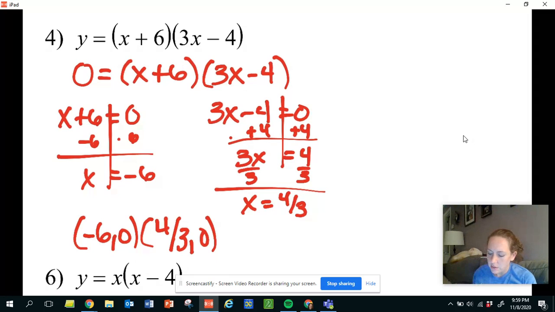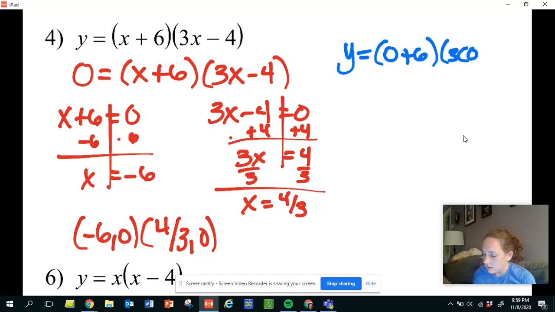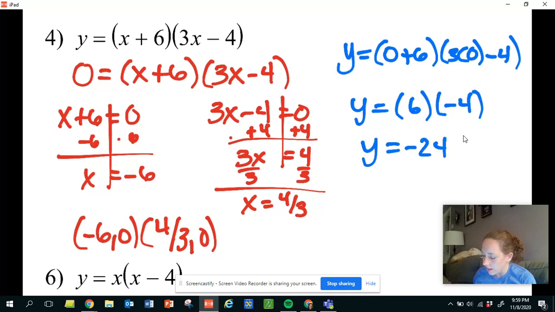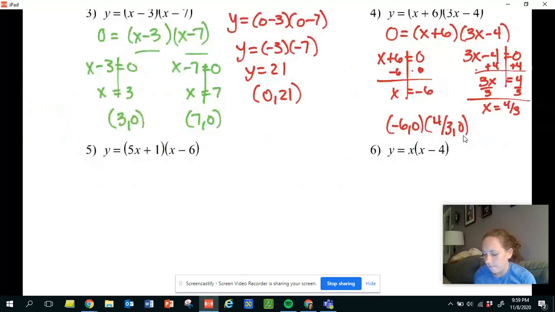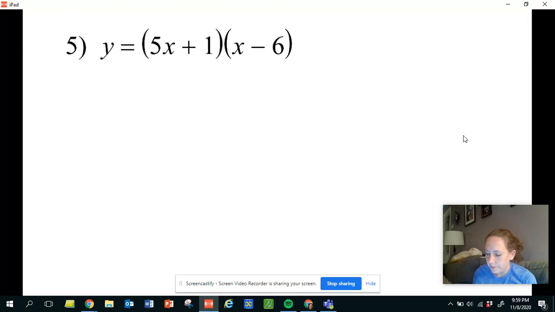Then as far as the y-intercept, just plug in 0 for x. So 3 times 0 plus 6 times 3 times 0 minus 4. So that becomes 0 plus 6 is 6. 3 times 0 is just 0 minus 4 is negative 4. Multiply those together and you get negative 24. So my y-intercept is the point 0, negative 24. Cool? Awesome. Okay. 2 more.